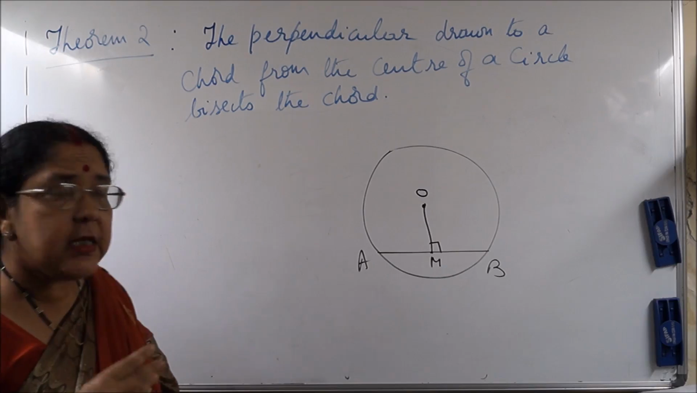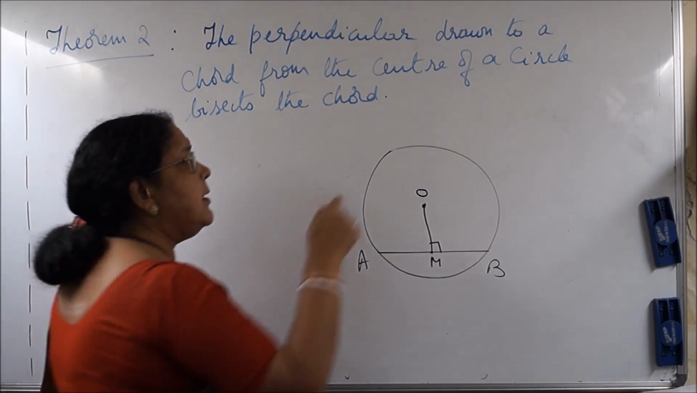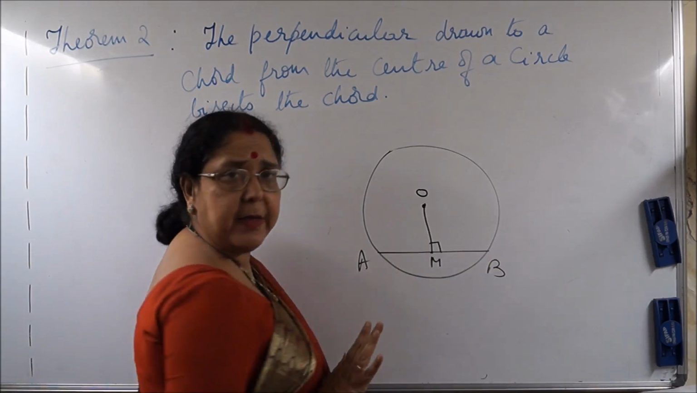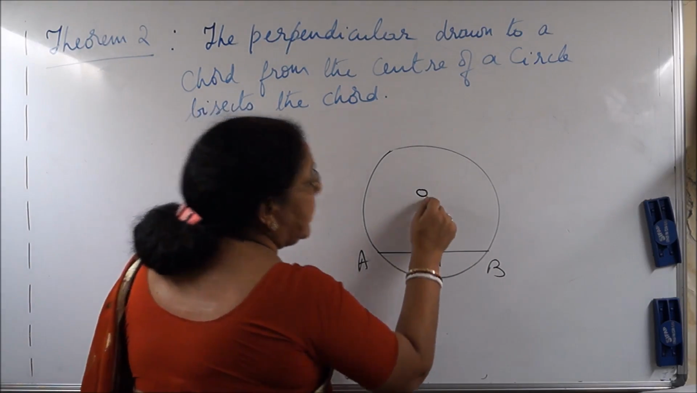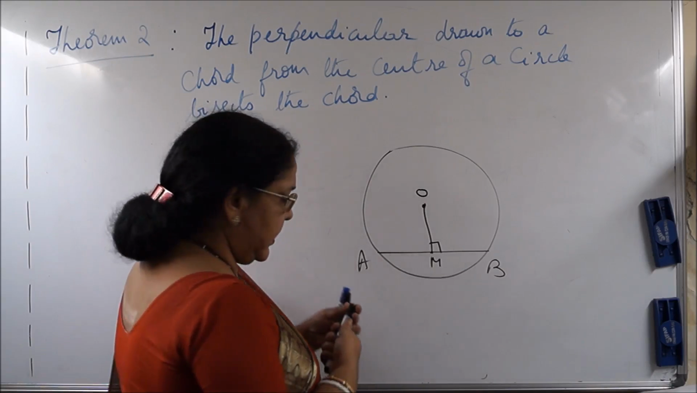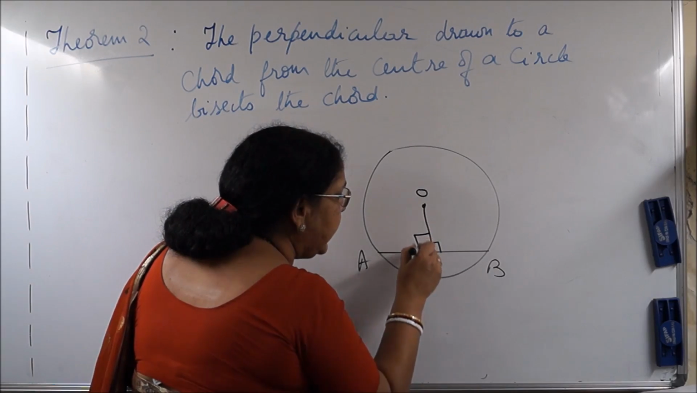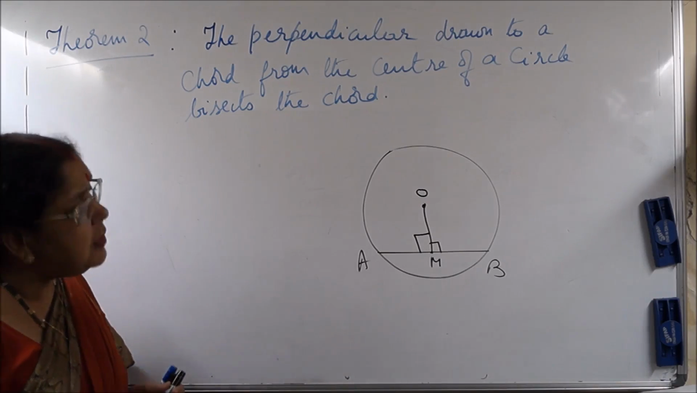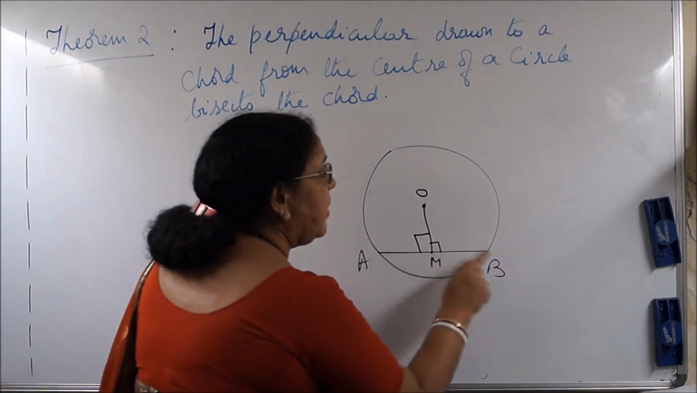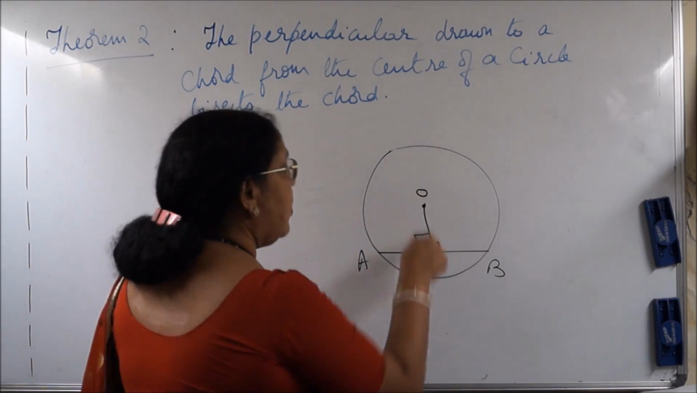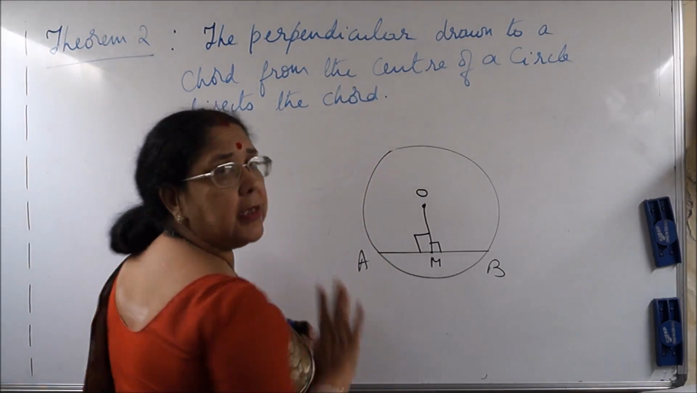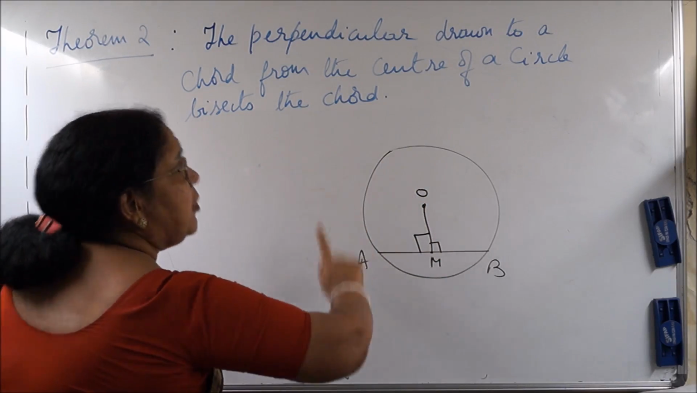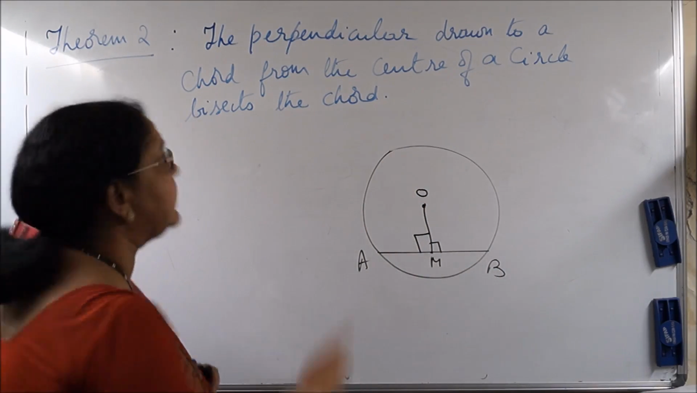What is the converse? Here what we know is that the line drawn from the center O is perpendicular to the chord AB. That means already we know angle OMB is equal to 90 degrees and angle OMA is also 90 degrees. That is given to us. Now we will prove that M is the midpoint of AB. That means OM bisects AB according to this theorem: the perpendicular drawn from the center of a circle to a chord bisects the chord.